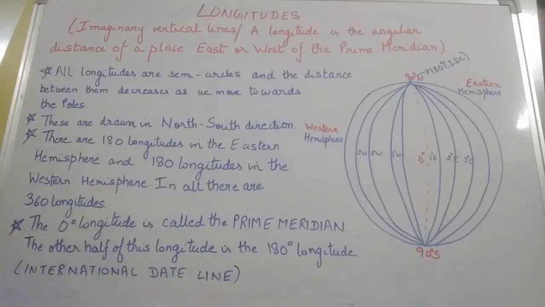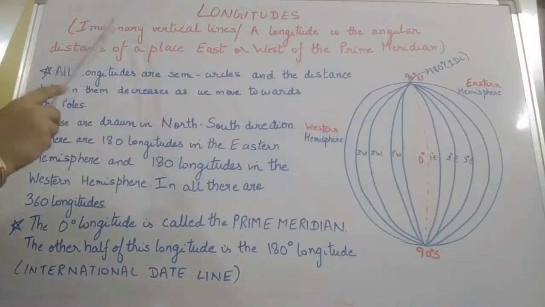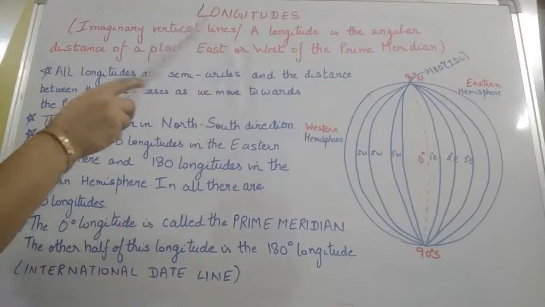Now children, let us talk about longitude. What is a longitude? A longitude is an imaginary vertical line.